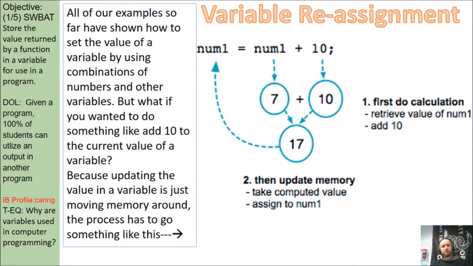So all of our examples so far have shown you how to set the value of a variable by using combinations of numbers and other variables. But what if you wanted to do something like add 10 to the current value of a variable? Because updating the value in a variable is just moving memory around, the process has to go something like this.